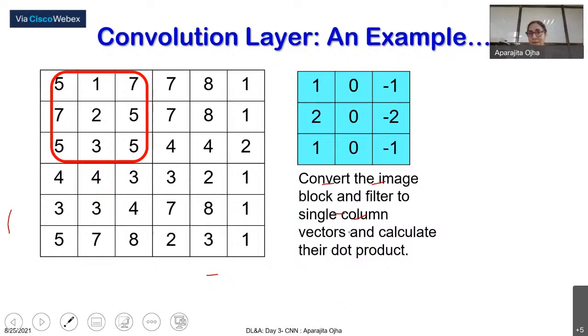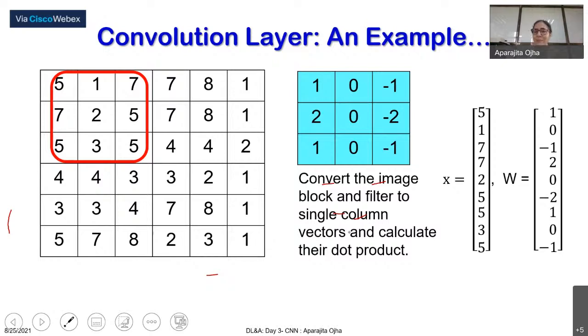To understand how exactly convolution is performed here, I convert the image block and filter to single column vectors and calculate their dot product, right? So suppose x is this. What is x? I take 517, 725, 535 and make this one full single column vector. So it's a 9-dimensional vector which I have taken. Let me call this filter W, and this input block X.